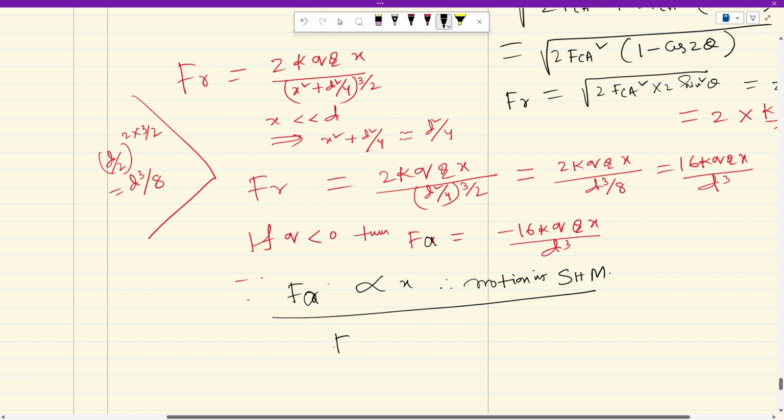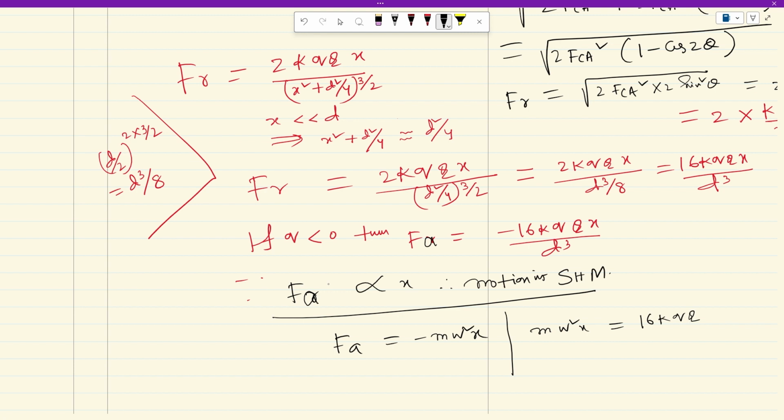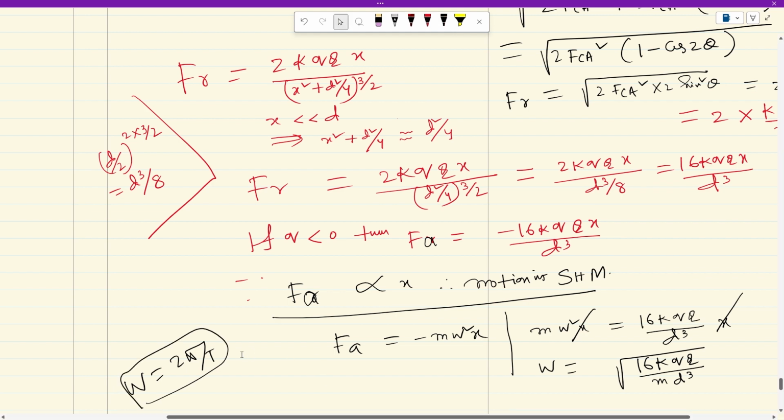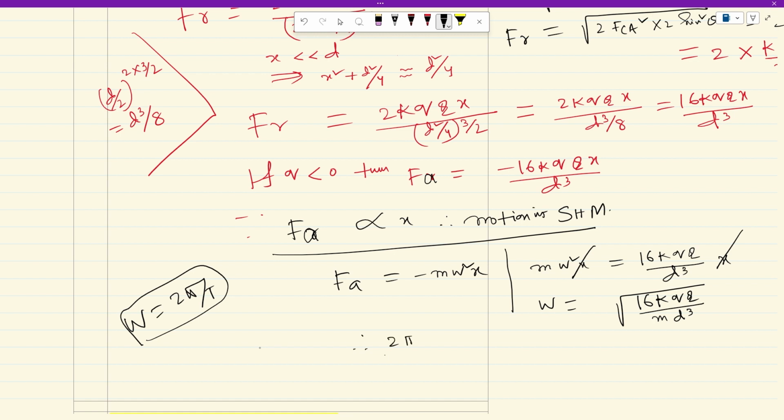And how to get the time period? That Fa, the restoring force here, you compare with minus m omega square x. You have done it in class 11. The restoring force compared to m omega square x will give you omega, from there the time period. So m omega square x will be 16 kqq by d cube into x. This thing getting cancelled. So omega value is under root 16 kqq by m d cube. But omega is what? Omega is 2 pi by time period. So just substitute the value over there. Therefore, 2 pi by time period is under root 16 kqq by m d cube. Alright.